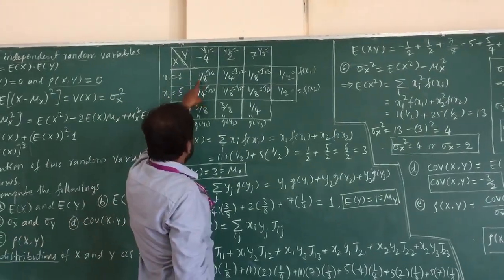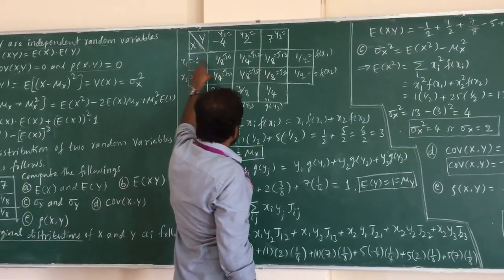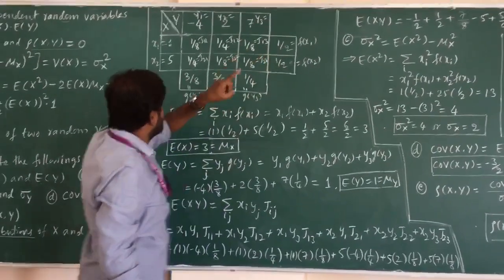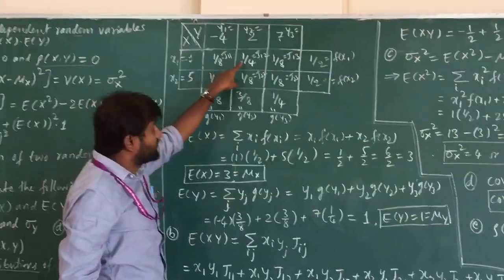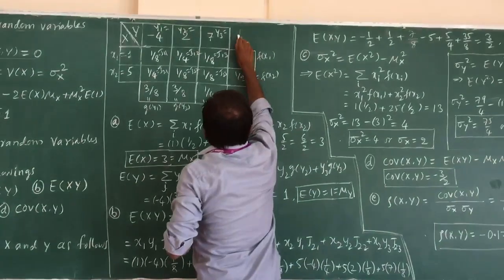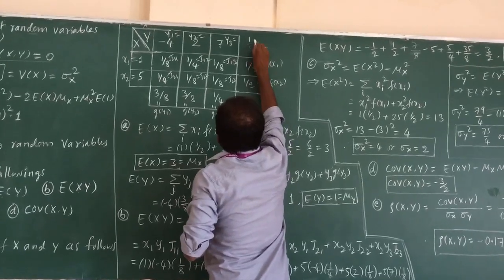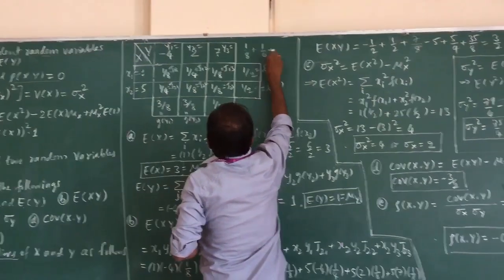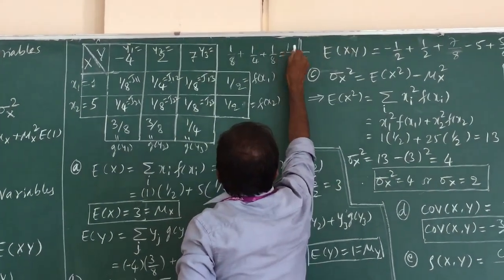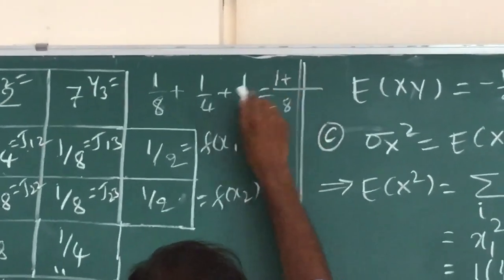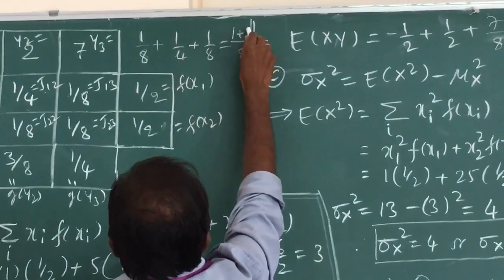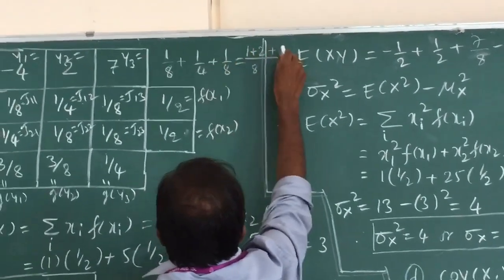Now, adding these row-wise, we get 1 by 2. How? 1 by 8 plus 1 by 4 plus 1 by 8 equal to, here the LCM is 8, so 1 plus 2 plus 1.